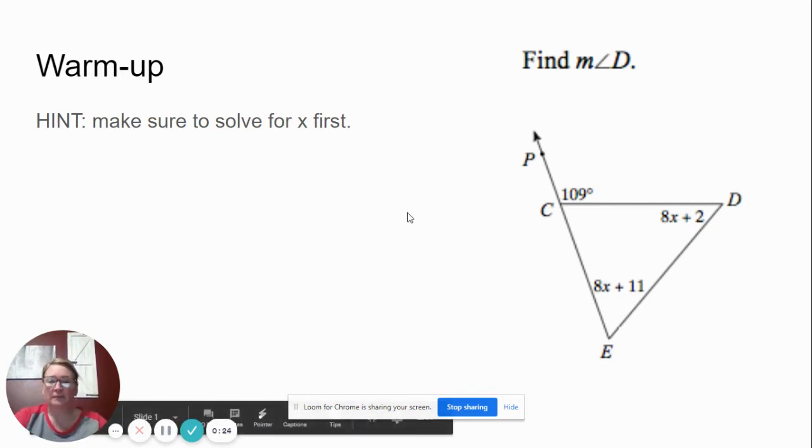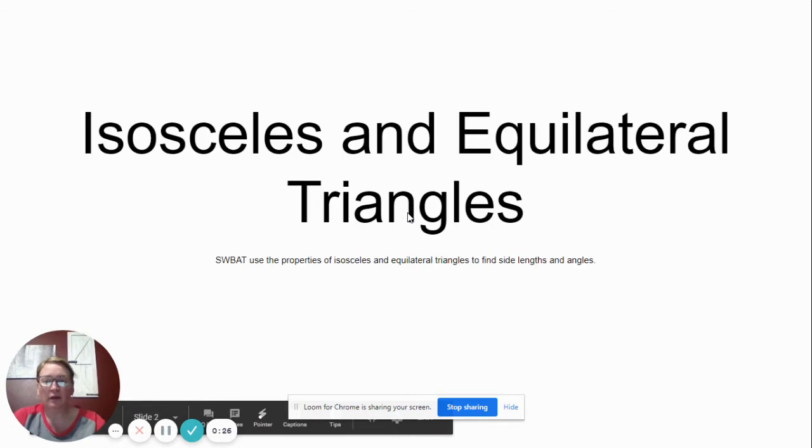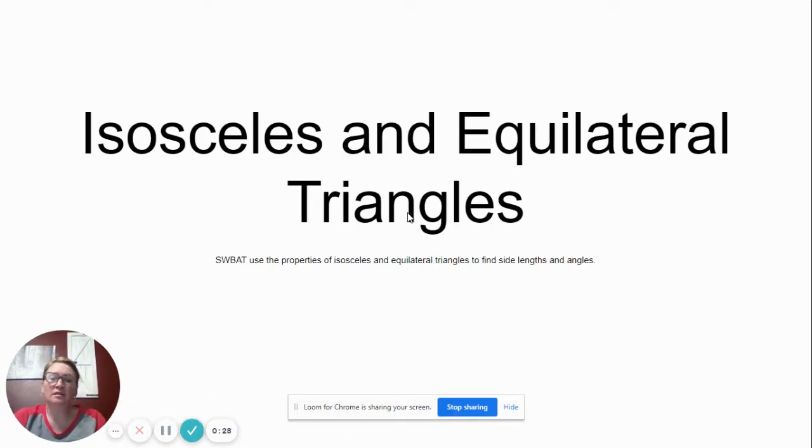All right, so we are moving on to isosceles and equilateral triangles. So we are going to use properties of those two types of triangles to be able to find side lengths and angles.